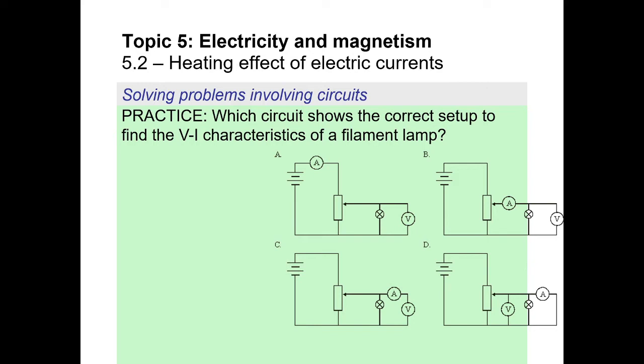You could look at the voltmeter as well, but so far in A, the voltmeter is connected properly to the lamp to measure the voltage. It's connected in parallel across it. Same with C, it's connected properly. Actually, same with D, it's connected properly here too. So let's see what's happening with the ammeter in part D.